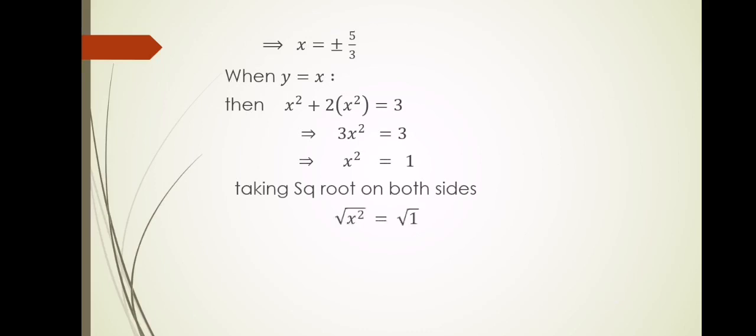Now we will also find out the value of x for the second condition, that is y is equal to x. So putting x in place of y in equation number 1, we will get x square plus 2x square is equal to 3. 3x square is equal to 3. Dividing 3 on both sides gives us 1. Taking square root on both sides, we just get x is equal to 1. So the values of x are plus minus 5 by 3 and plus minus 1. We will utilize these values one by one to find out the values of y.